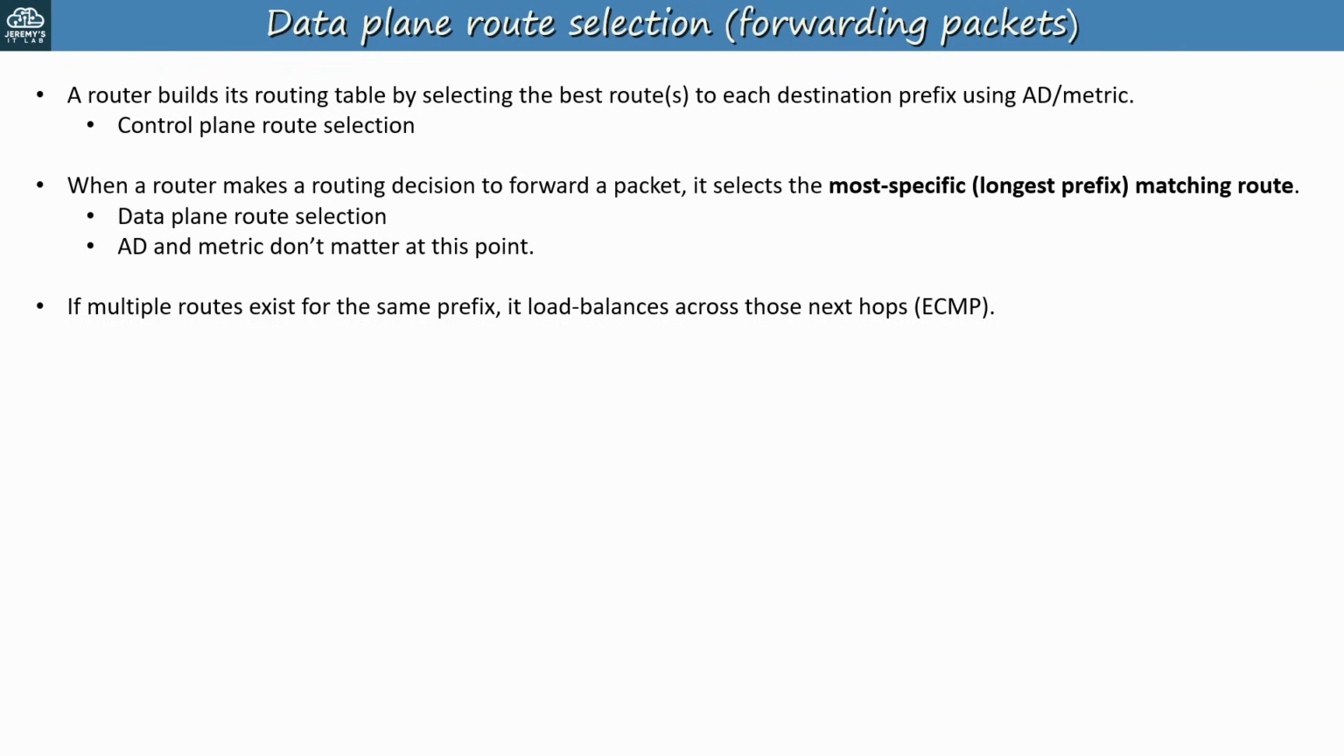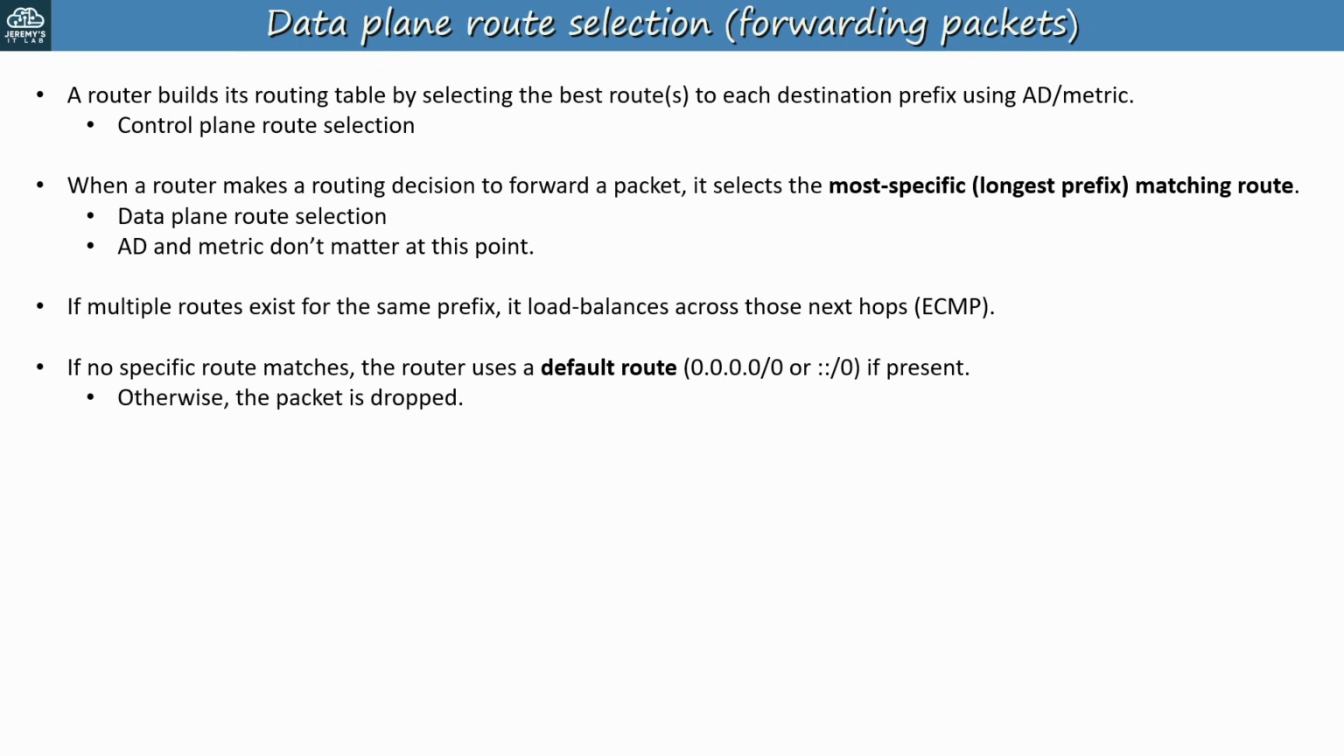If multiple routes exist for the same prefix, the router load balances across those next hops, which is called ECMP. If no specific route matches, the router will use a default route if present, otherwise the packet is dropped. Note that in modern Cisco routers, this is done by CEF using its forwarding table. It doesn't use the routing table itself, although the forwarding table is derived from the routing table.